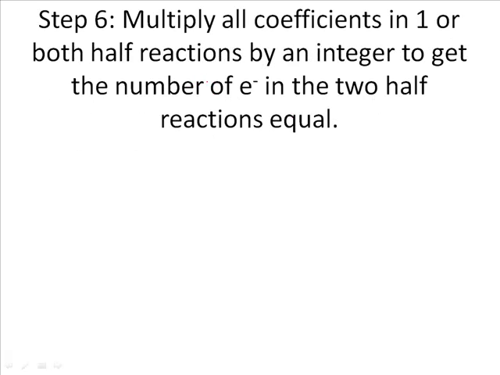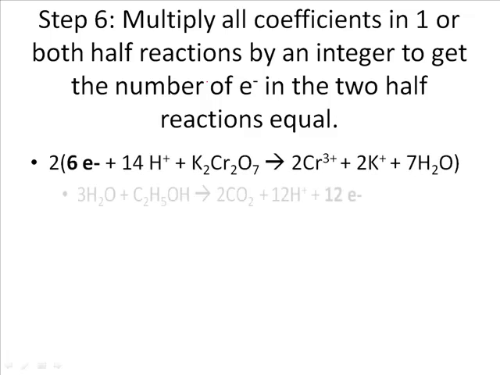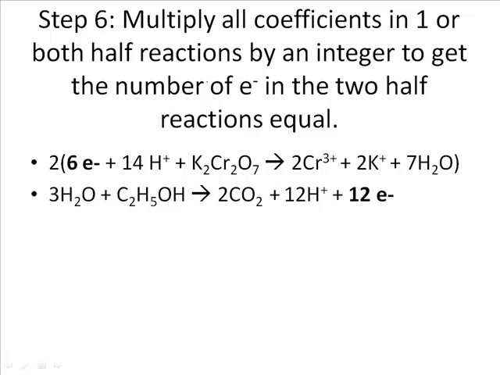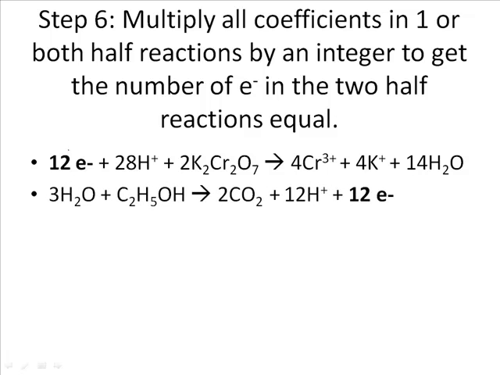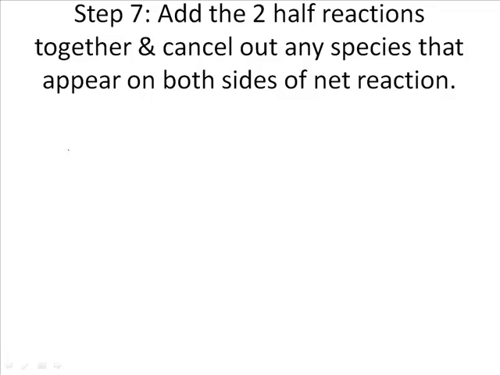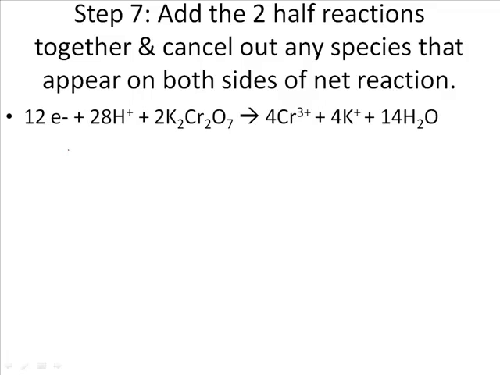Multiply all coefficients in one or both half reactions by an integer to get the number of E's in the two half reactions equal. So since I have 12 in this reaction and 6 in the other, I'm going to multiply this reaction by 2 in order to balance out the number of electrons. And when I do that, I get this. Okay? Step 7 is to add the two half reactions together and cancel out any species that appear on both sides.